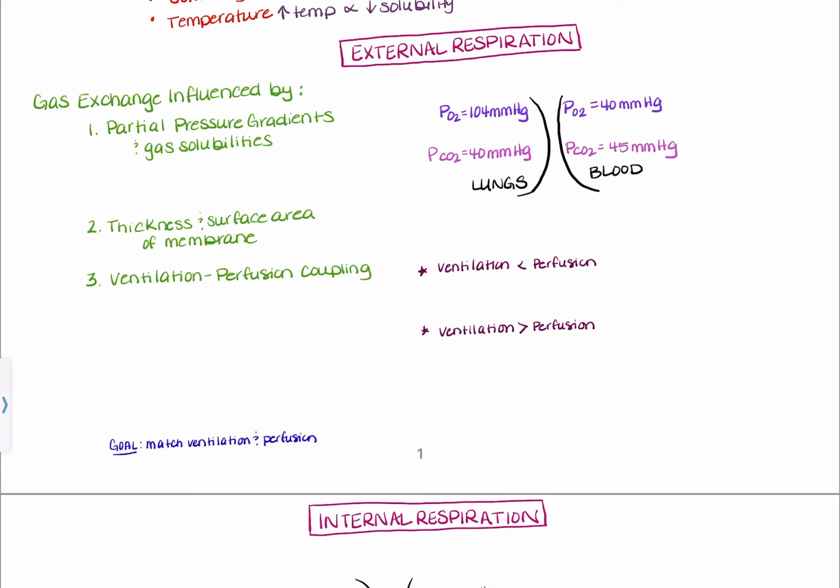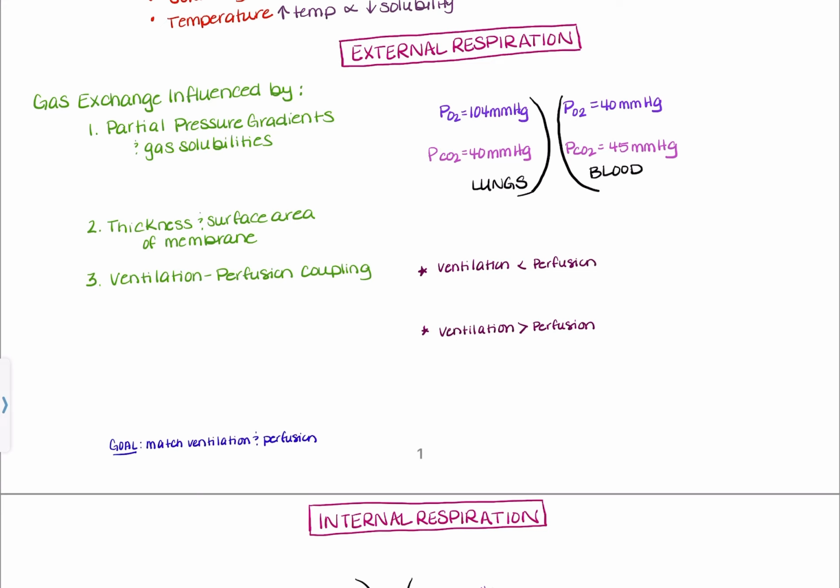So when we're talking about external respiration, we've moved on basically to the second phase. We have inspired air. Our alveoli have a ton of oxygen in them. So in our lungs, we're going to have a really high partial pressure of oxygen, about 104 millimeters of mercury. Carbon dioxide is going to be lower than oxygen in our lungs.